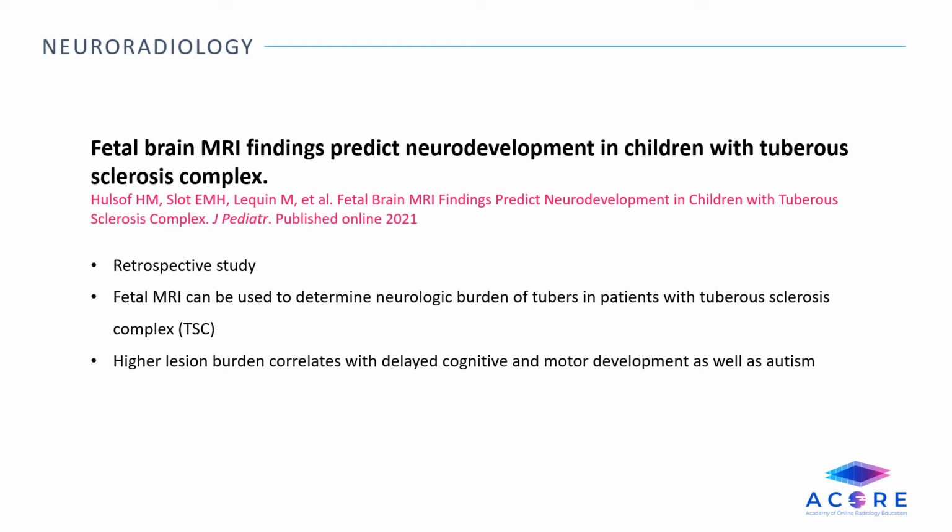Fetal brain MRI findings predict neurodevelopment in children with tuberous sclerosis complex. This was a retrospective study which determined that fetal MRI can be used to determine the neurologic burden of tubers in patients with tuberous sclerosis complex. It demonstrated a higher lesion burden correlates with delayed cognitive and motor development in children as well as the development of autism.